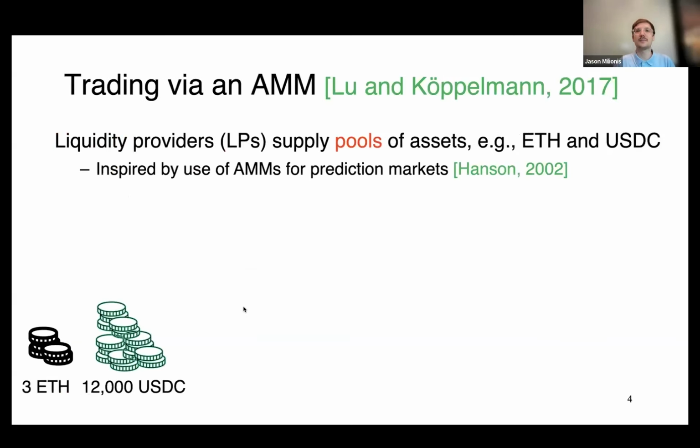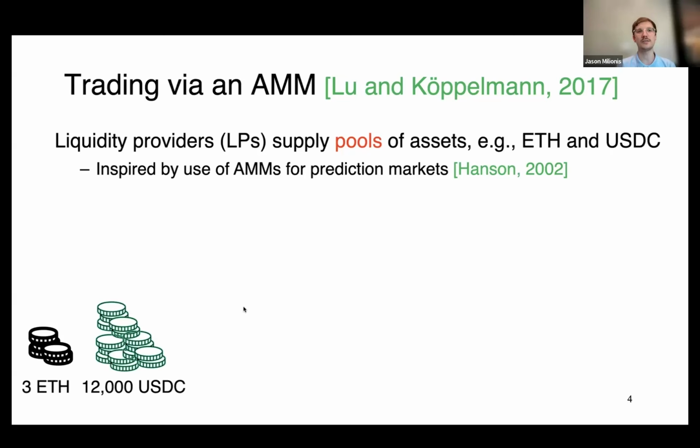So AMMs are basically the most popular exchanges that live purely on chain. And you might have heard of them, but how they work is that they have liquidity providers who supply these pools of assets. Again, a running example is going to be that of Ethereum and USDC. And you can see an example on the slide here. So for example, here we have a pool that has 3 Ethereum and 12,000 USDC.